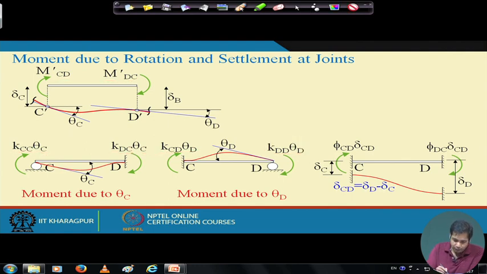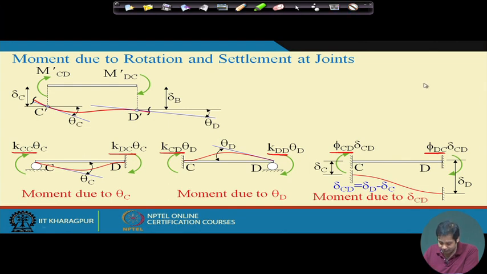Okay, so these are all stiffness coefficients. Now we will see what the values of these stiffness coefficients are. If you recall, in the last class this is the moment due to CD. Before we show the expressions for the stiffness coefficients, what we know is that this is equal to this plus this plus this.